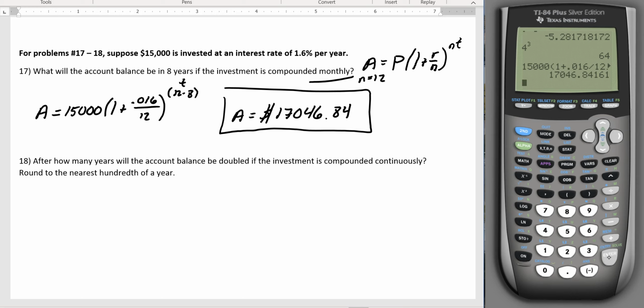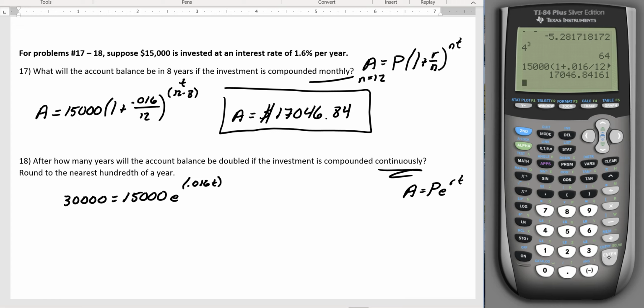All right, now 18 is asking, after how many years would the account balance be doubled if the investment is compounded continuously? Continuously means the continuous interest formula, aka our good friend PERT. Round to the nearest hundredth of a year. So double of 15,000 is 30,000. So 30,000 equals 15,000 e to the r, which is 0.016 t. And that's what we're solving for, because we want to figure out how many years it'll take.